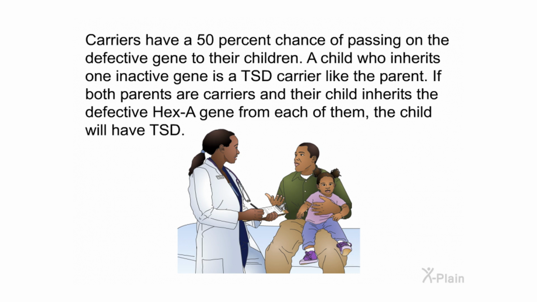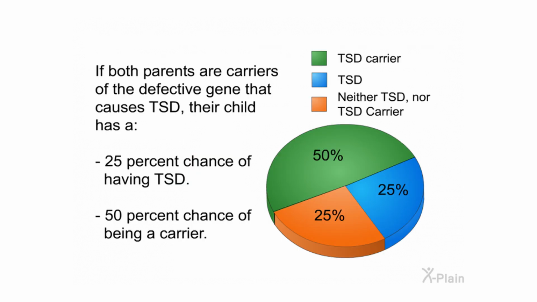If both parents are carriers and their child inherits the defective hex A gene from each of them, the child will have TSD. If both parents are carriers of the defective gene that causes TSD, their child has a 25% chance of having TSD, and a 50% chance of being a carrier.